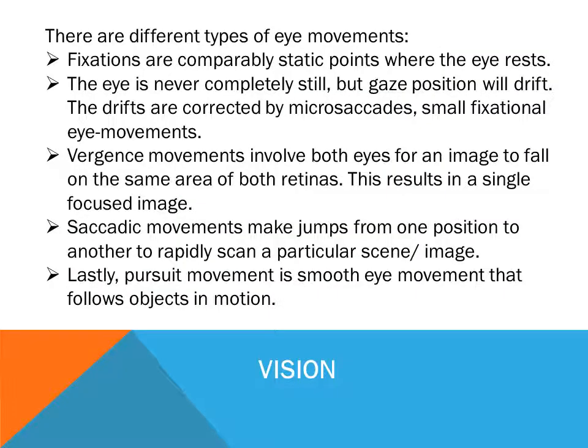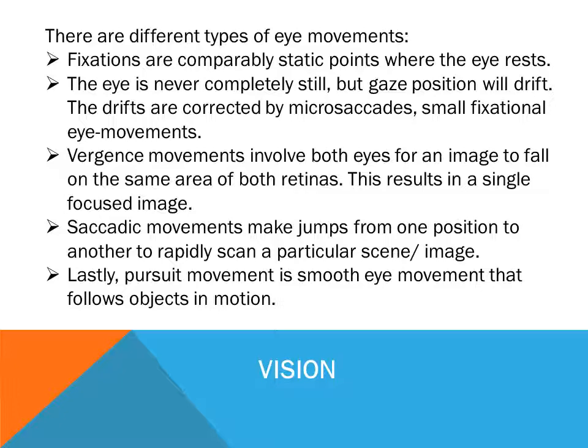Vision. There are different types of eye movement. Fixations are comparably static points where the eye rests. The eye is never completely still, but gaze position will drift. The drifts are corrected by microsaccades, small fixational eye movements. Vergence movements involve both eyes for an image to fall on the same area of both retinas.